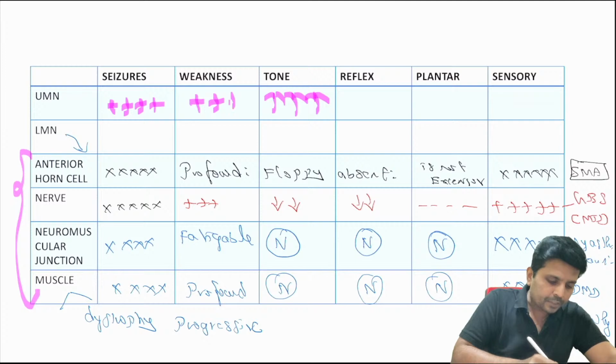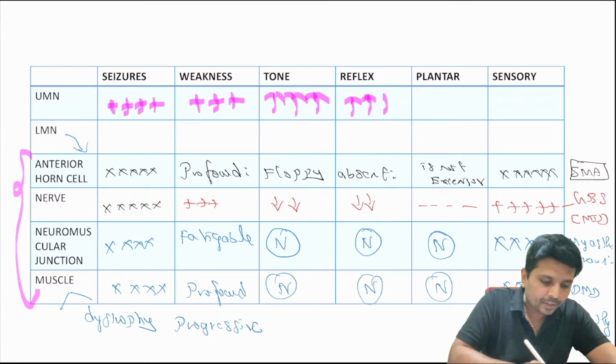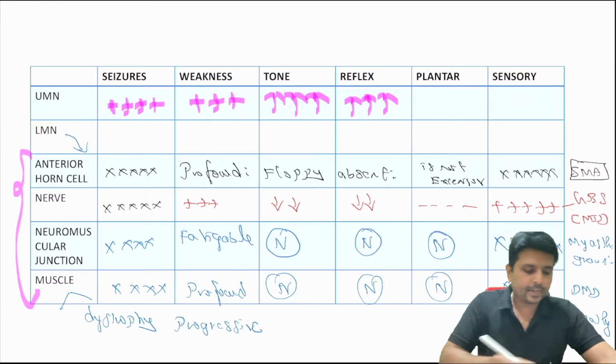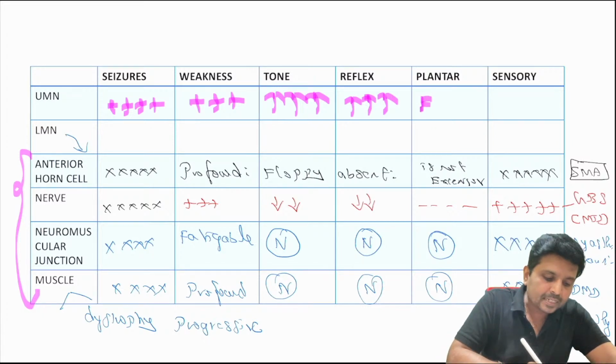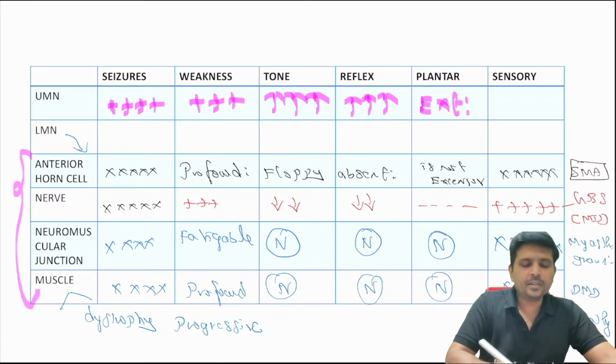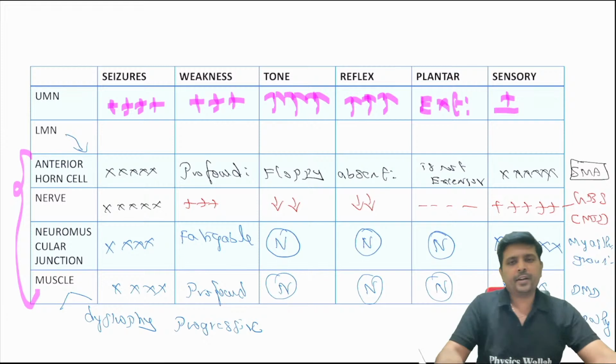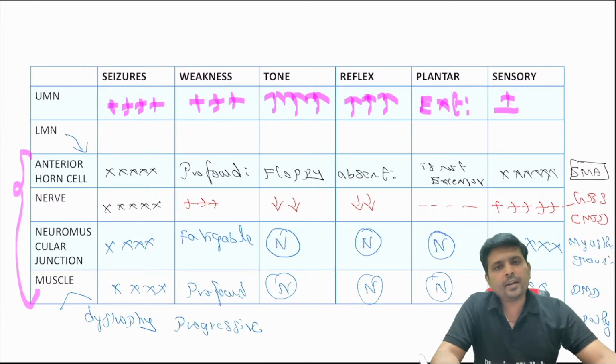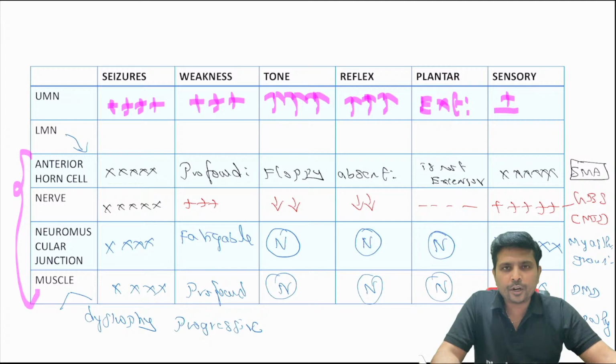Weakness will be present. Reflexes will be exaggerated. Plantar will be extensor plantar. Sensory may or may not be affected. So whenever any child comes with weakness, it can be either upper motor neuron or lower motor neuron.